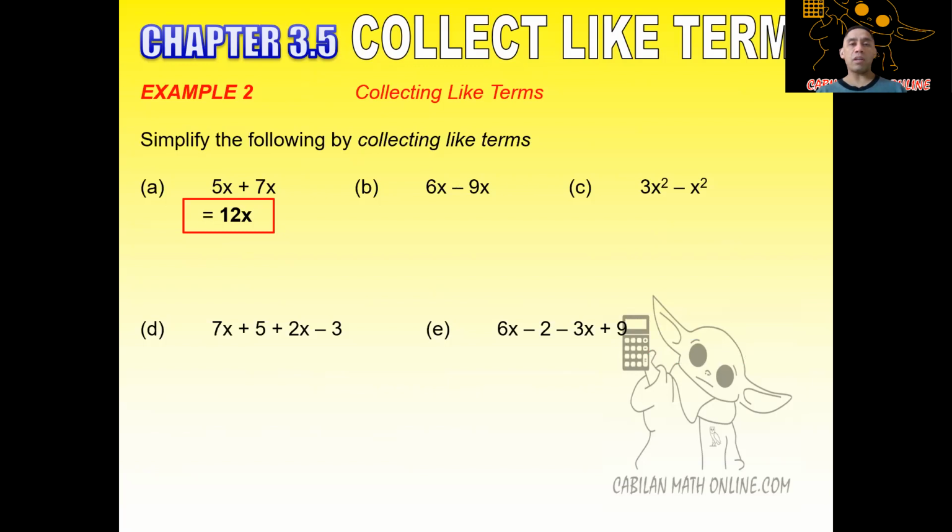So for the next one here, we have 6x minus 9x. A good way to look at this is take a look at the 6 and the minus 9 together. So 6 minus 9 is negative 3. So what we would have here for 6x minus 9x is negative 3x.